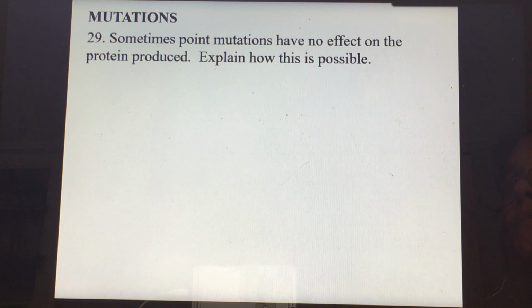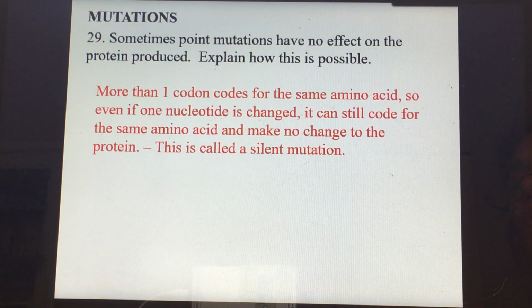So sometimes point mutations have no effect on a protein being produced. How can this be? Well, more than one codon codes for the same amino acid. Remember, on the previous slide, we said there are 20 amino acids, but 64 possible codons. So sometimes, even if one nucleotide is changed, it could still code for the same amino acid and make no change to the protein at all. And that is called a silent mutation.